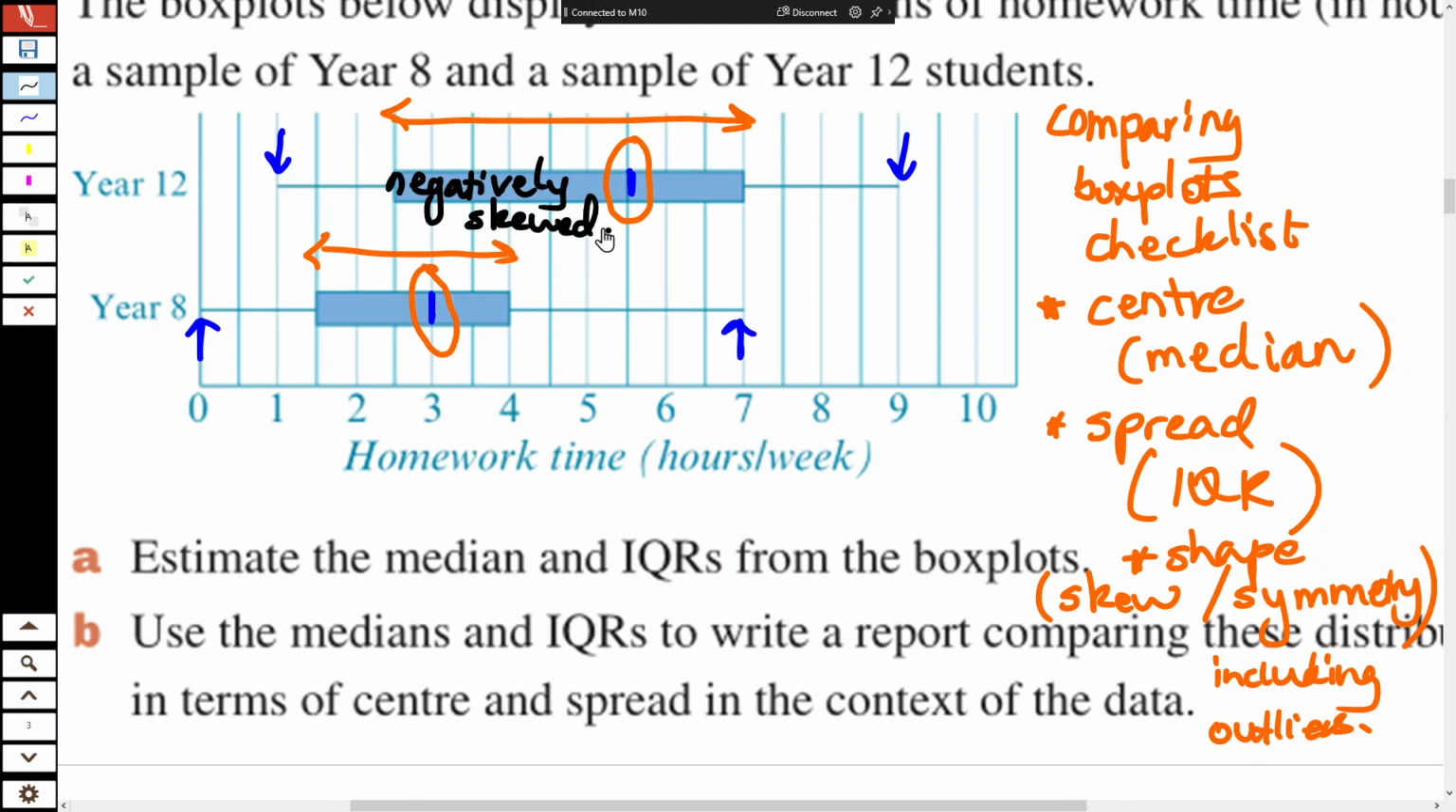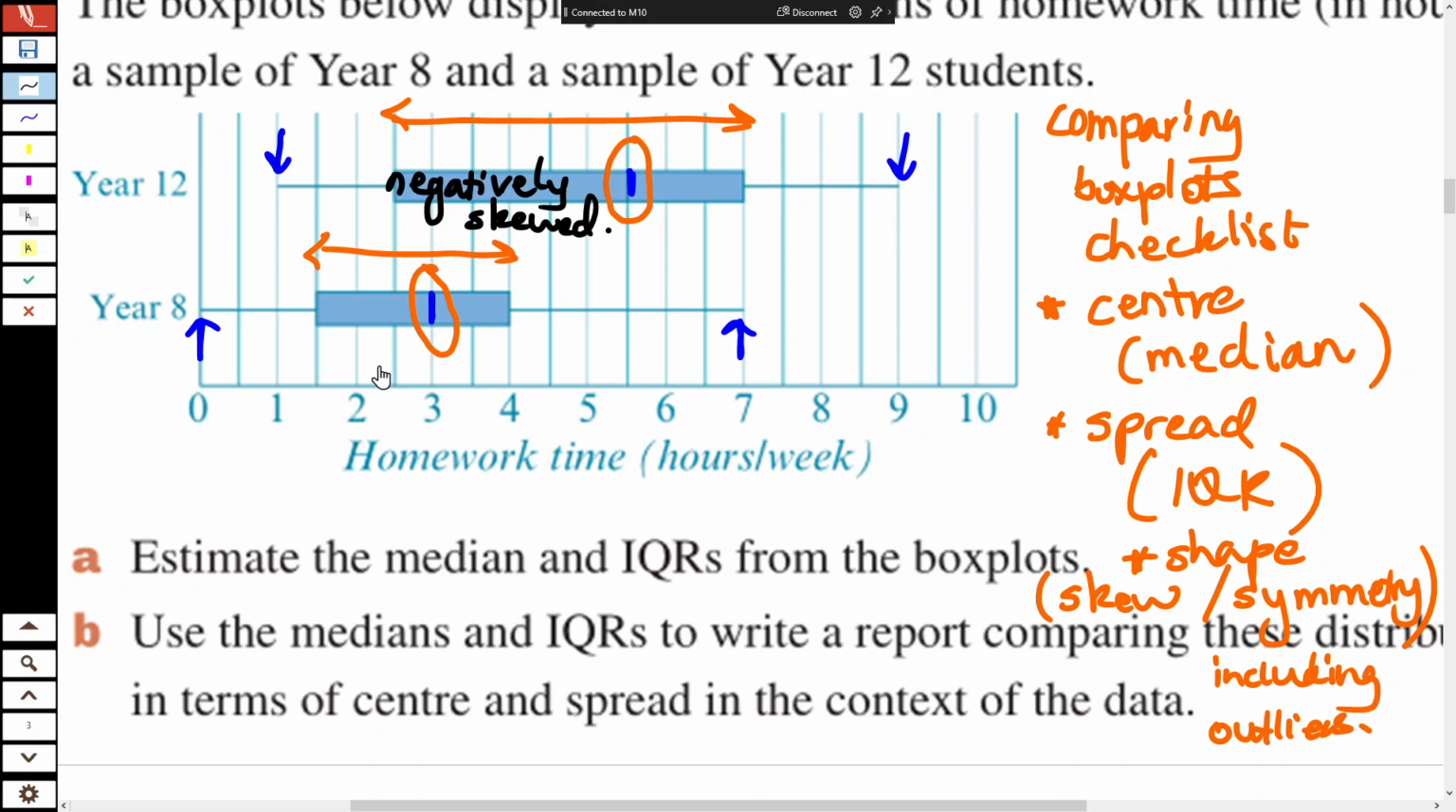And what about the year 8 group? How would you describe the shape of that one? Yeah, so this one's a bit subjective. If you look at the middle 50%, I would say it's negatively skewed. But if you look at the whiskers, it's actually larger in this direction. So I actually don't know with this one. But let's just go with negatively skewed. Oh, actually, no. I think we have to go with positively skewed.